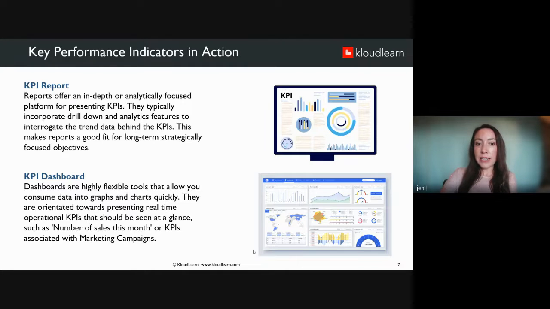Dashboards are highly flexible tools that allow you to consume data into graphs and charts quickly. They are orientated towards presenting real-time operational KPIs that should be seen at a glance, such as number of sales this month or KPIs associated with marketing campaigns.